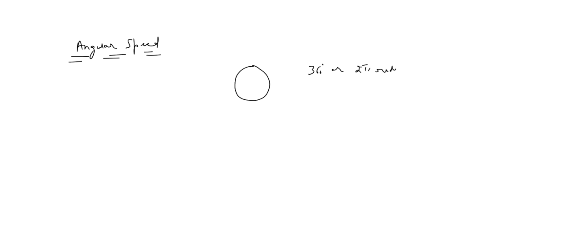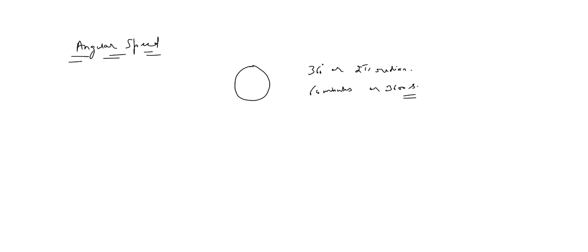And how much time will it take to cover 360 degrees or 2 pi radians? If I consider the minute hand, it will take 60 minutes, right? Or we can say it will take 3600 seconds. So angular velocity is defined by what angle it has rotated in a given time, right?